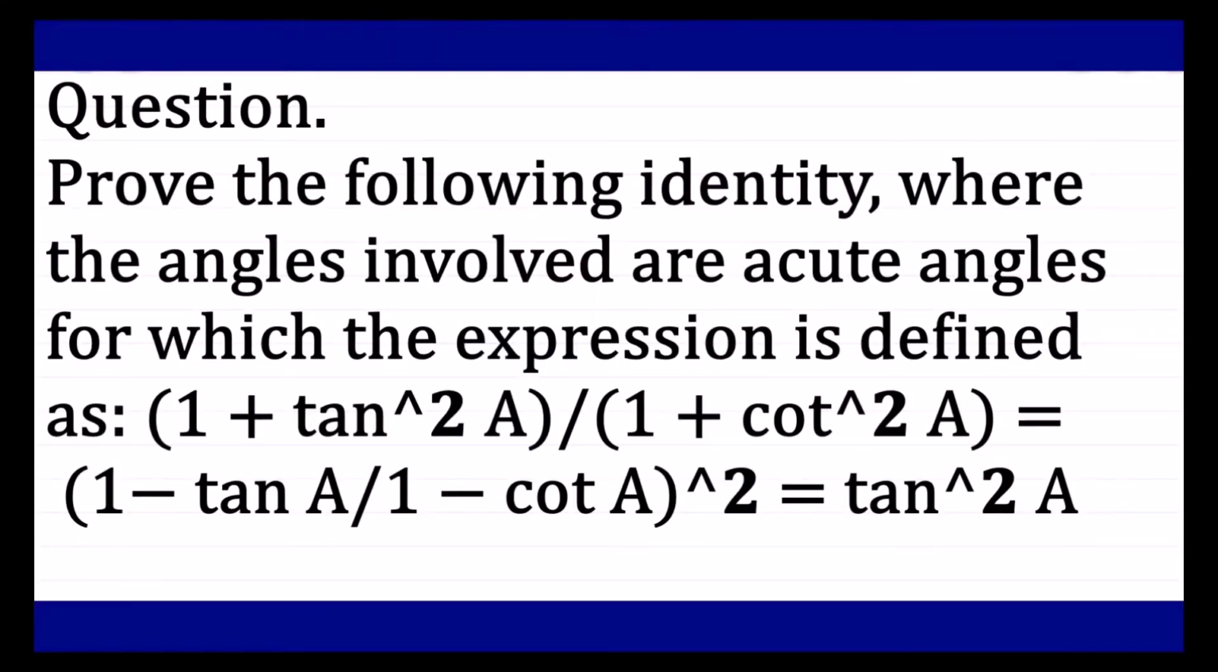The given question is, prove the following identity where the angles involved are acute angles for which the expression is defined: (1 plus tan square A upon 1 plus cot square A) is equal to ((1 minus tan A) upon (1 minus cot A)) whole square is equal to tan square A.